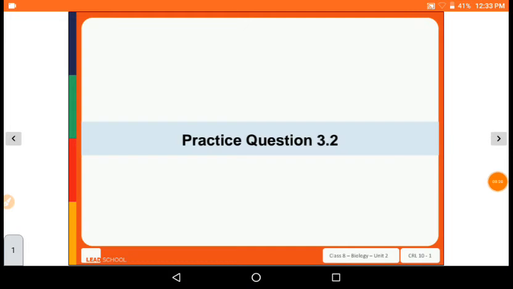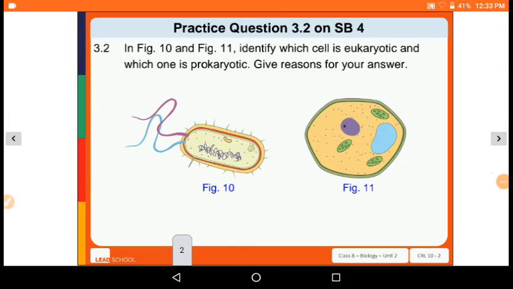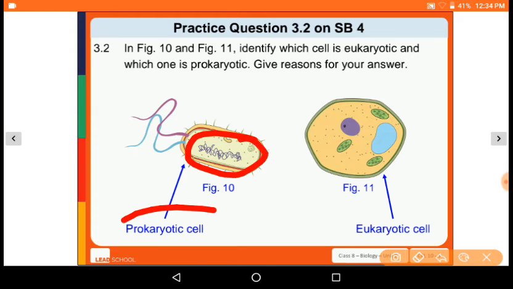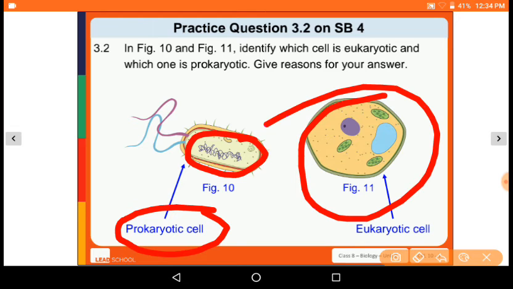Now the next is practice question number 3.2 on the same page. The question is: in figures number 10 and 11, identify which cell is eukaryotic and which one is prokaryotic. Give your reason for the answer. Here figure number 10 is a prokaryotic cell because the nucleus is not well defined. And the cell in which the nucleus is well defined is a eukaryotic cell.